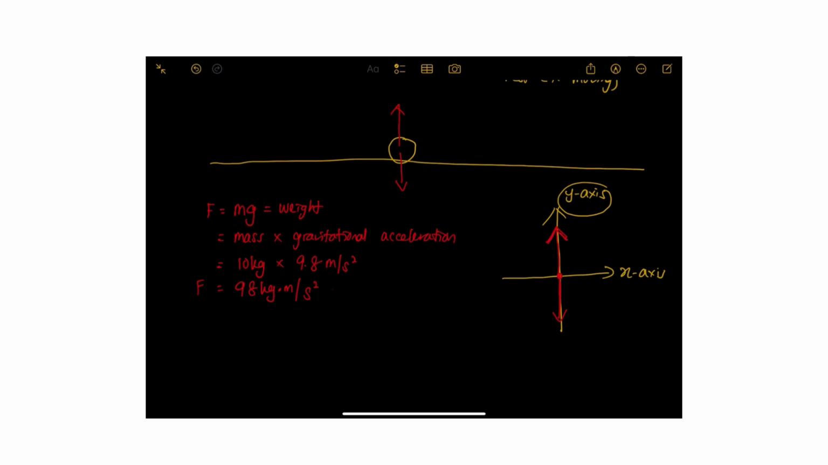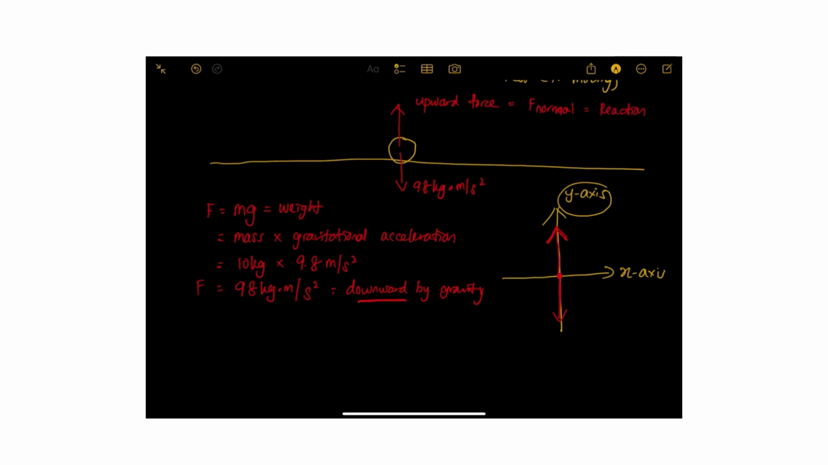So at this point, I would say the downward force, which is acted by the gravity, is 98 kilogram meter per second square. So this is what we call a downward force. So how about the upward force? The upward force here, we have a name. We call it normal force, or we can call it a reaction force.